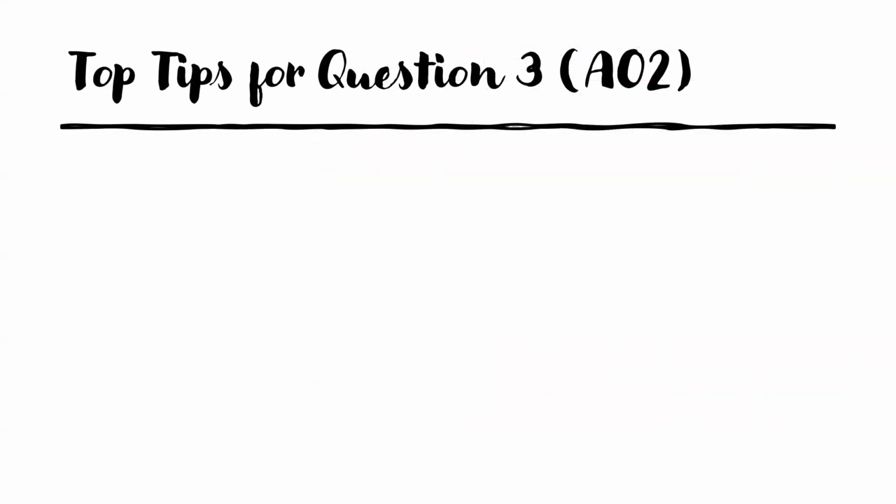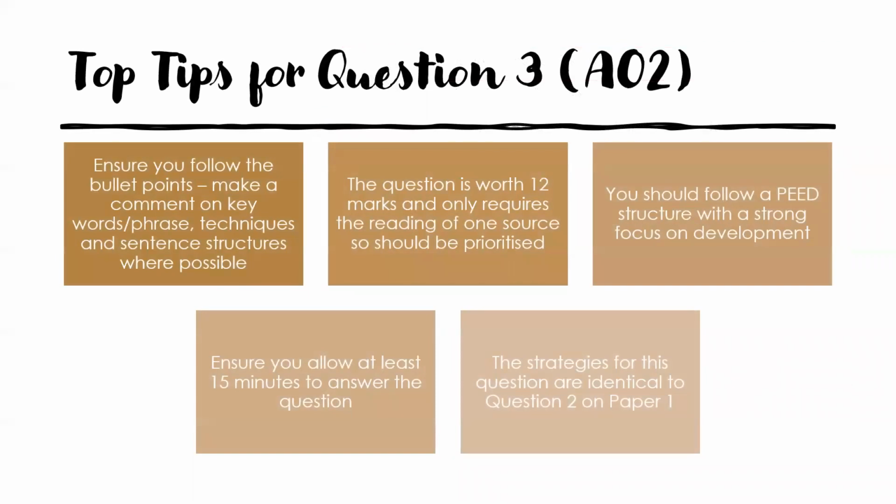Top tips for question 3. First of all, ensure that you follow the bullet points that are on the question. Make a comment on keywords or phrases, techniques, and sentence structures where possible. The question's worth 12 marks and only requires the reading of 1 source, so it should definitely be prioritised. It's arguably the second most important question on the paper. You might consider it the most important question, as it's slightly easier, in my opinion, than question 4. So there is a potential to get the highest marks on this question.